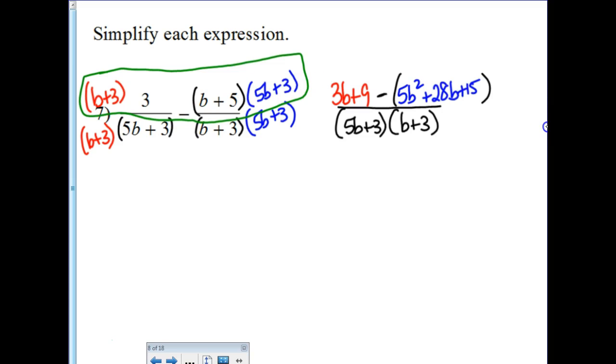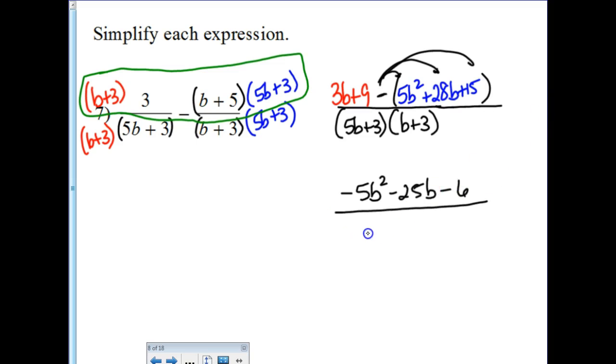And you see where I'm going with this? We're not quite done, because now you have to remember that this was a subtraction problem and subtract all these and then finally get your like terms together. So we end up with a negative 5b squared. Let's see, negative 28 plus 3 would be a negative 25b. Oh boy, negative 15 plus 9 would be a negative 6. I have good news, that doesn't factor, I don't think. And if it does, I don't care because we're out of time.